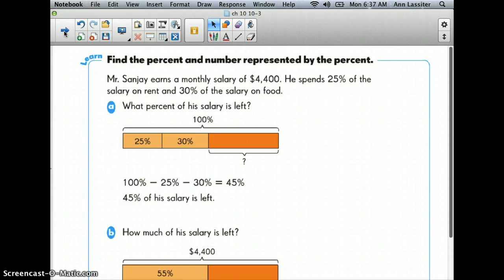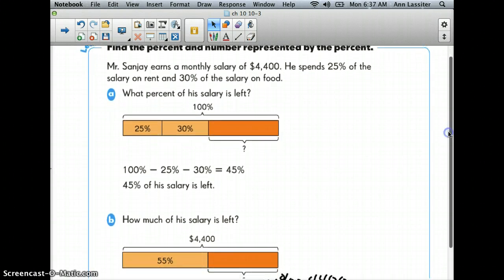Another type of question is on the board now, and this is where they tell you several percentages of the whole. Mr. Sanjay earns a monthly salary of $4,400. He spends 25% of the salary on rent, 30% on food. So the rest of the salary, we don't know what he does, but he has that left over.